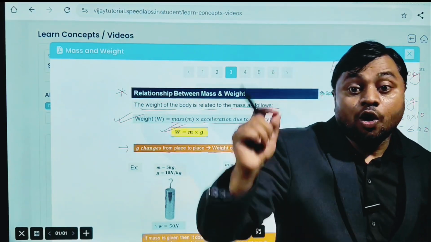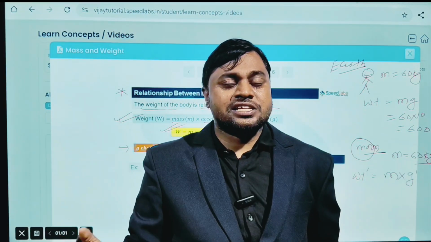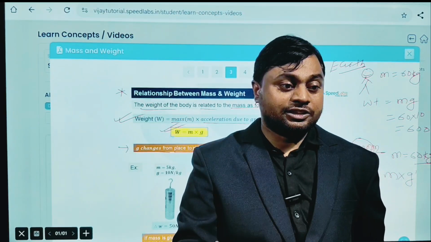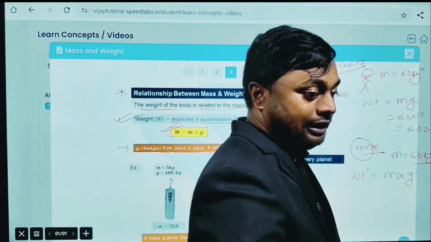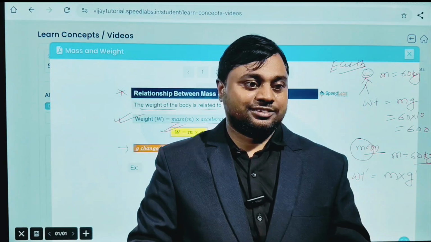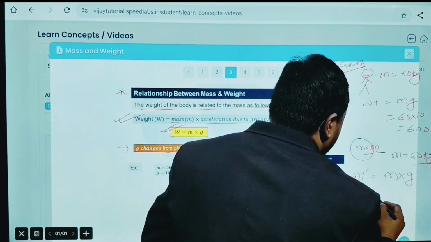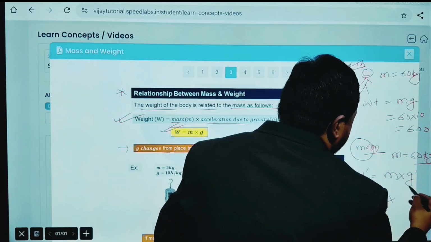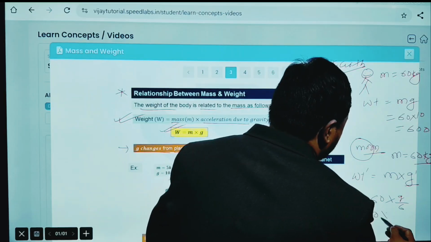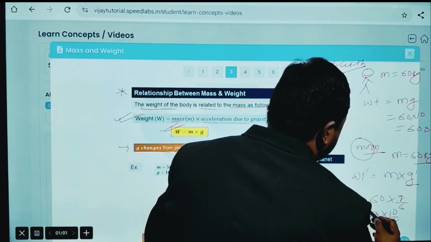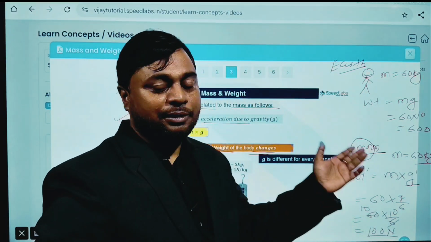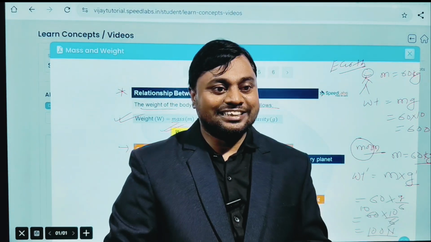Remember one thing: at the moon's surface, the acceleration due to gravity becomes 1/6 times the acceleration due to gravity on the earth. On the surface of the earth it is 10, so on the moon it becomes 10/6. So we can write mass is 60, g' is nothing but g/6, where g is 10. So 10/6, and 6 times 10 is 60, so 10 into 10 is 100 Newton. So the weight of the person on the moon is 100 Newton. Is it clear?